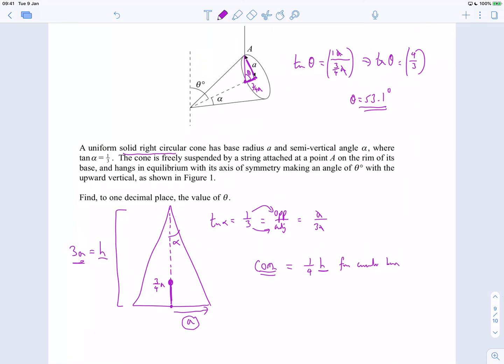Just thinking, have I made a mistake there? No, the solid right circular cone is 1/4 from the circular base. It's hanging in equilibrium, so the centre of mass is directly hanging below it.